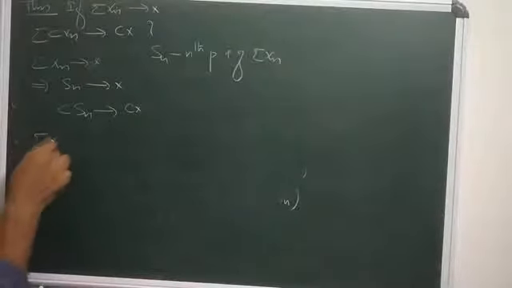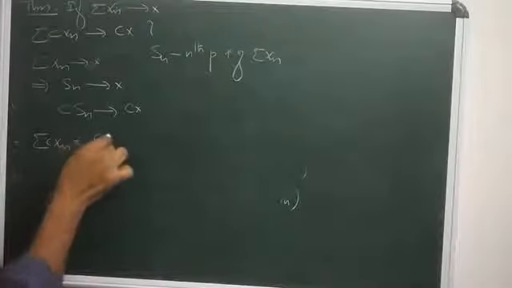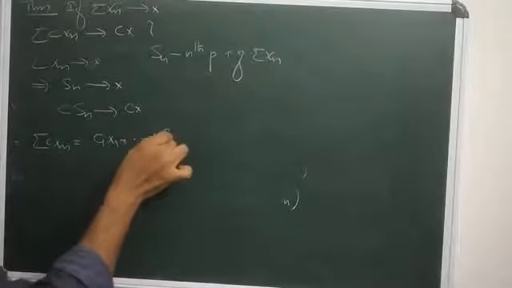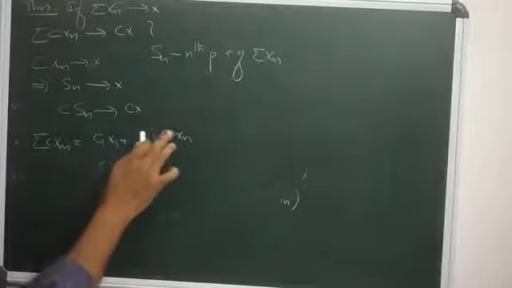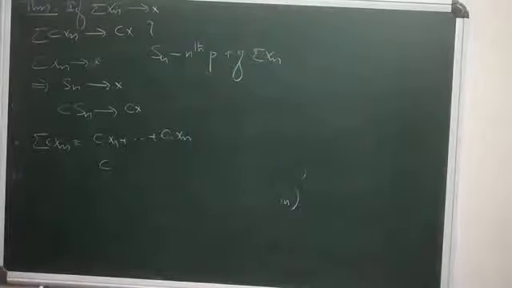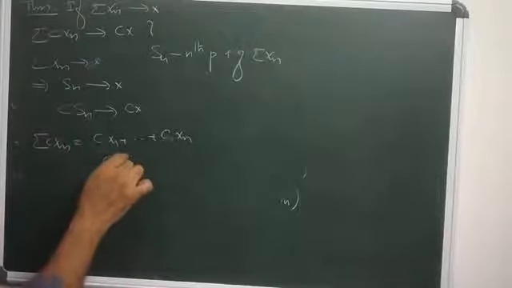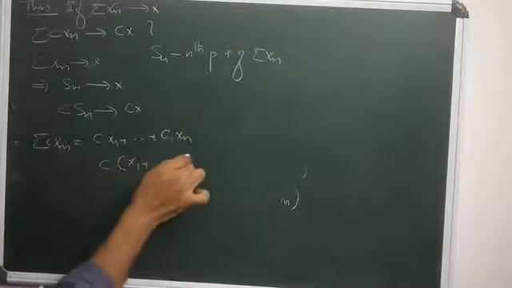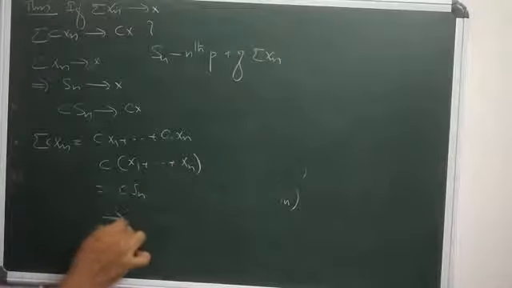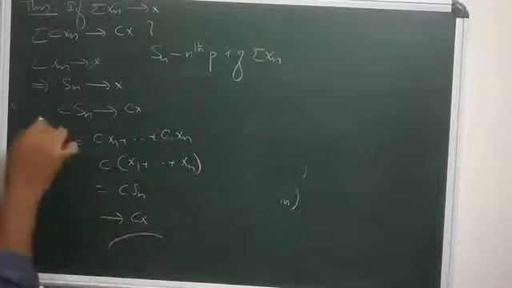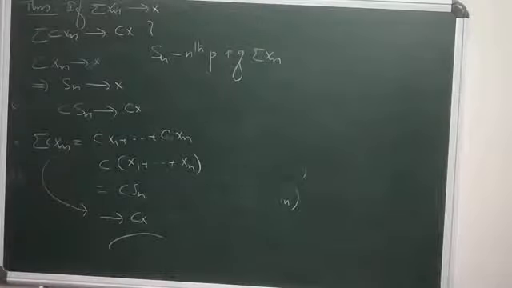So finally, sigma c xn means it is c x1 plus etc. plus c xn. So it is nothing but c x1 plus etc. plus c xn. That is c into x1 plus etc. plus xn equals c into Sn. But c into Sn converges to cx. Therefore, sigma c xn converges to cx.